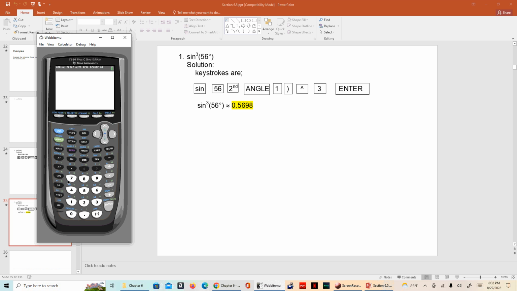Okay, again, just so you can witness it. Open your parenthesis. I didn't open it here. It didn't cause any confusion, but just to show you it doesn't matter. Sine, 56. And I don't know if I'm in degree mode or not, so second angle, the degrees symbol, close. That closed that opening one there, and that closed the one that I opened. Raised to the 3rd power. And we get, to 4 places, 0.5698.